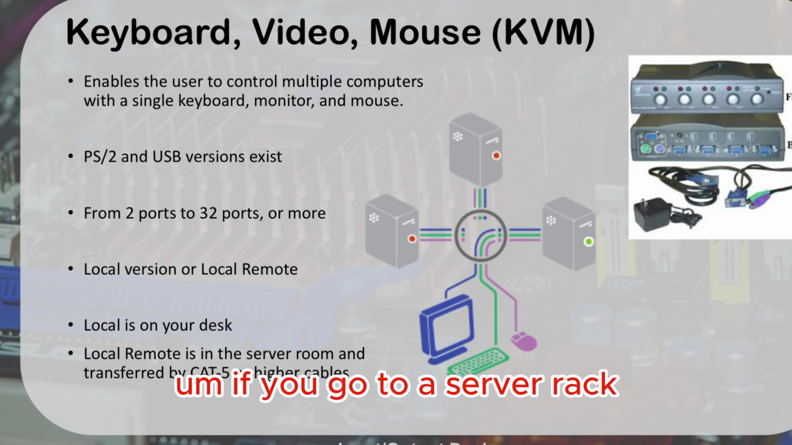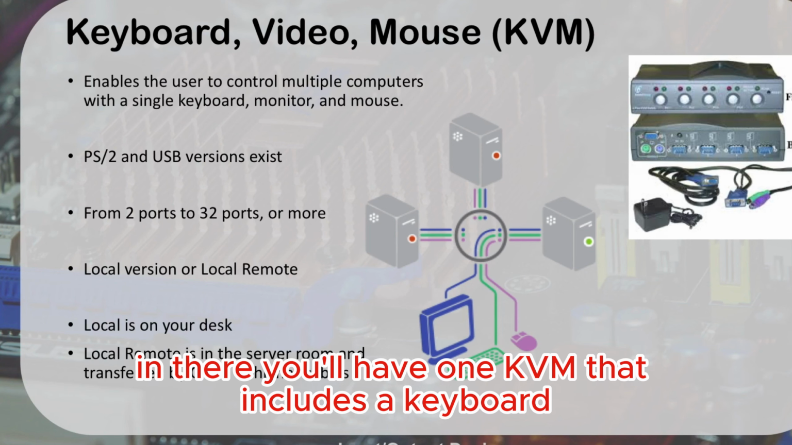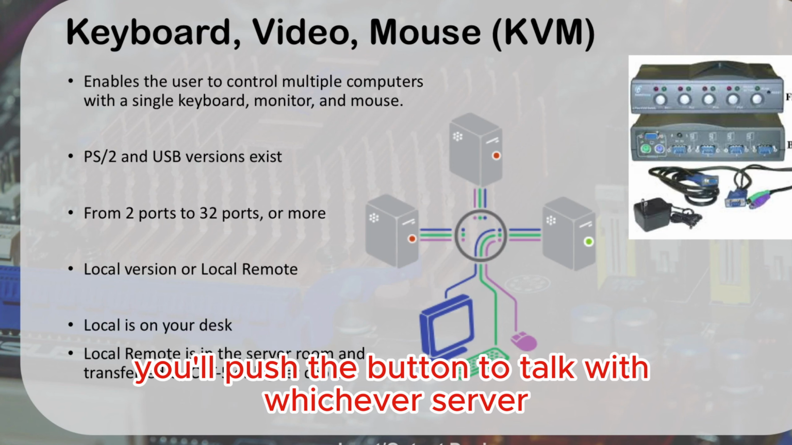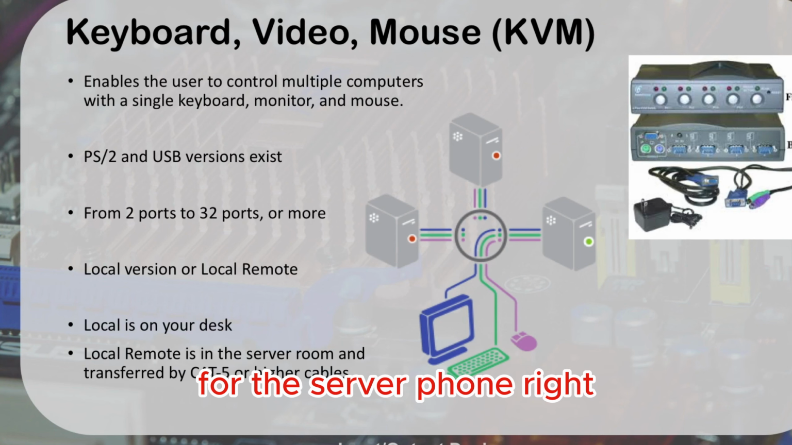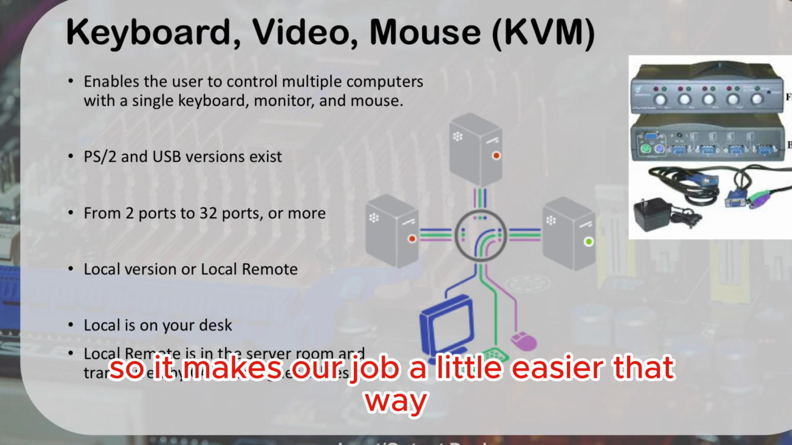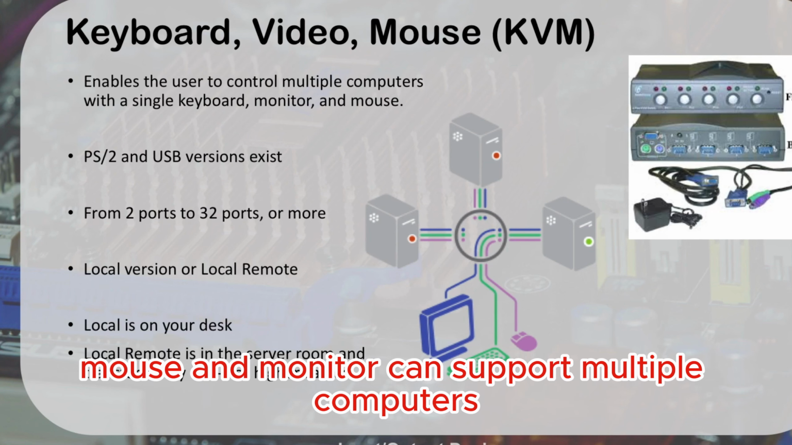If you go to a server rack, generally a big rack like this would have 15 or 20 servers in it. You'll have 1 KVM that includes a keyboard, mouse, and monitor, and you'll push the button to talk with whichever server you want. We wouldn't want to have 20 different monitors for this server farm, right? So it makes our job a little easier that way. The idea is one keyboard, mouse, and monitor can support multiple computers.